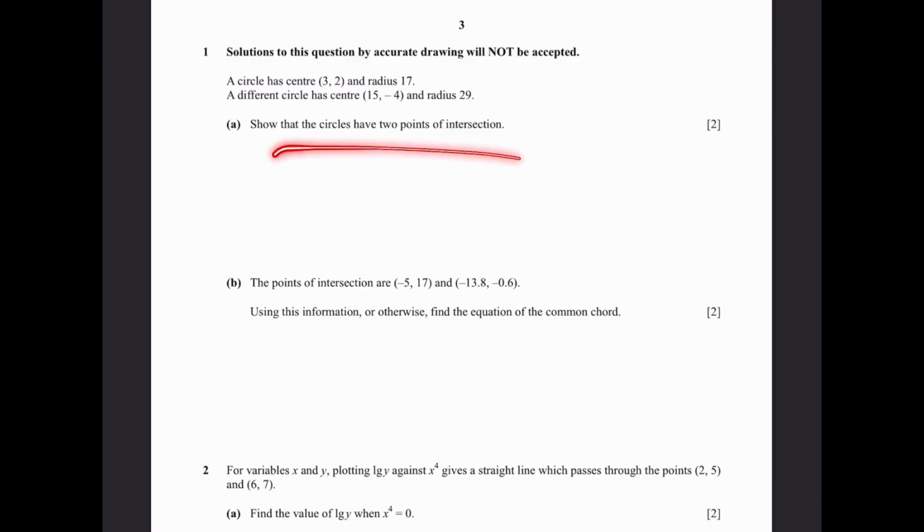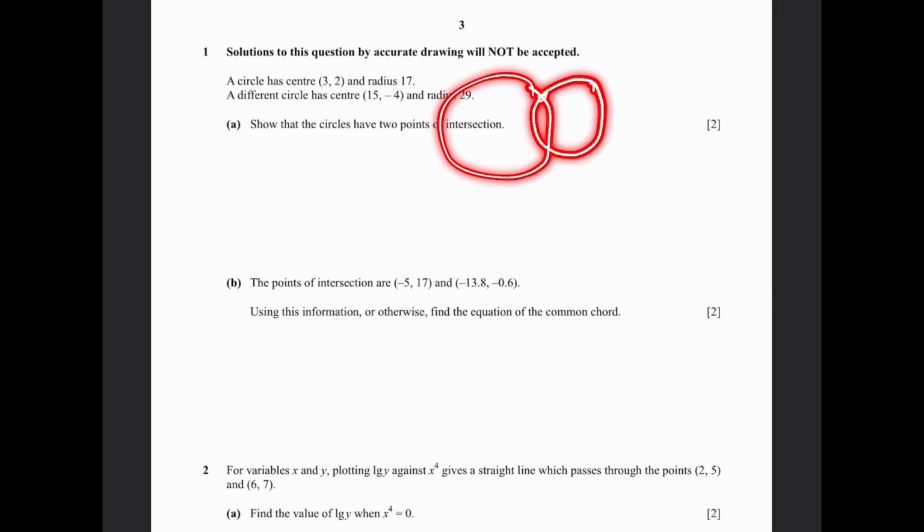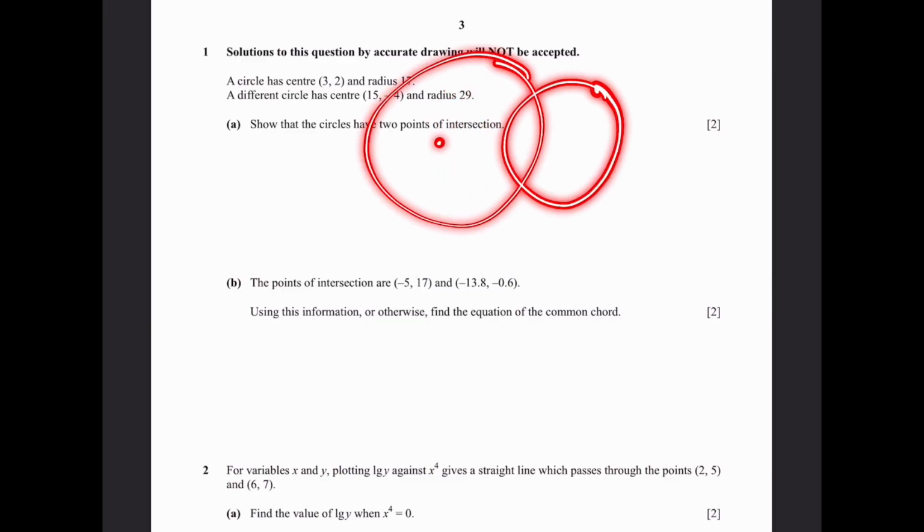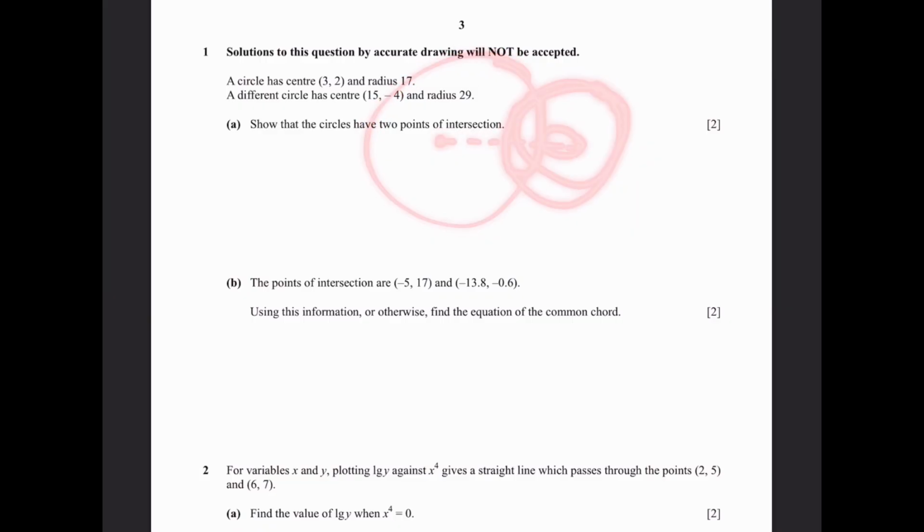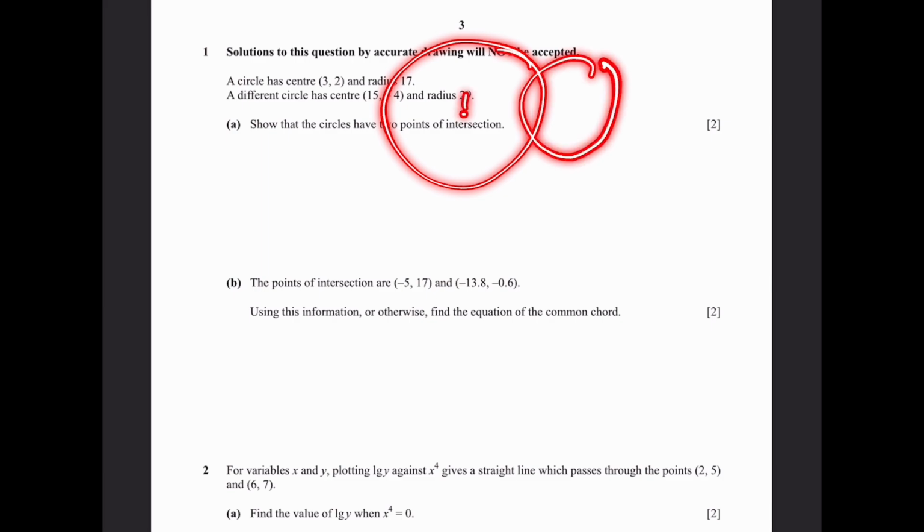Well, to show that the circles have 2 points of intersection, let's just visualize it by a rough drawing of 2 circles which have 2 points of intersection. These are the centers. So this is one radius and this is the second radius. And the distance between the centers is this much. Since the circles overlap in this region, like a Venn diagram, this radius plus this length is the distance, and this length is evidently less than the radius of this circle. So the sum of the two radii is greater than the distance between the centers.